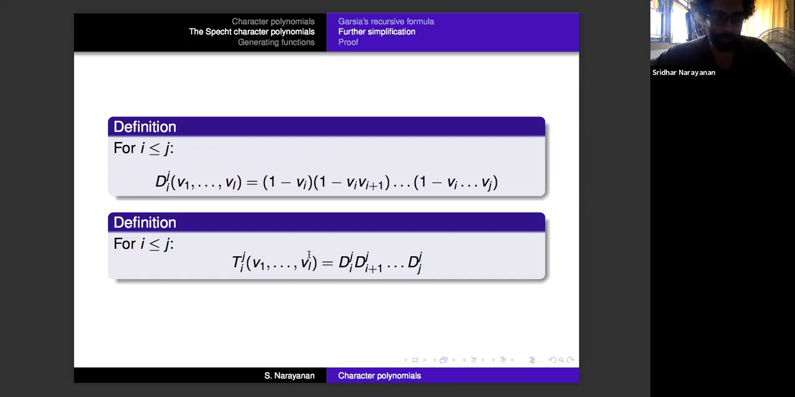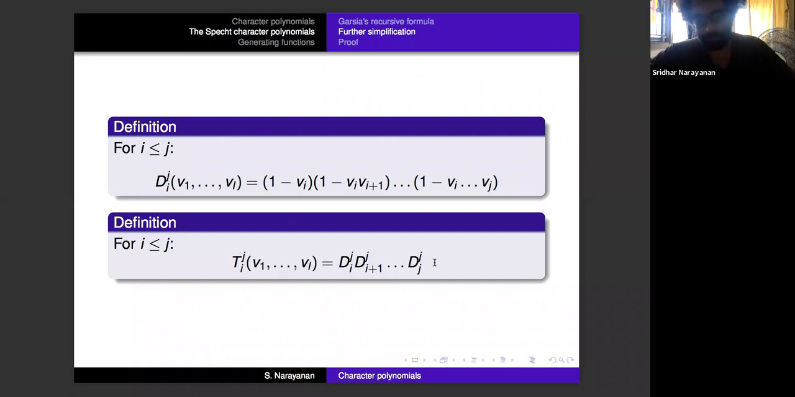And then we are looking for some specific polynomial. So these polynomials are the following. These dij are defined as 1 minus vi, 1 minus vi vi plus 1, up through 1 minus vi dot dot dot vj. So suppose i is 1 and j is 2. Then this would be 1 minus v1, 1 minus v1 v2. If i is 1 and j is 3, it would be 1 minus v1, 1 minus v1 v2, 1 minus v1 v2 v3. Right. So that is d. And then tij is just the product over several d.